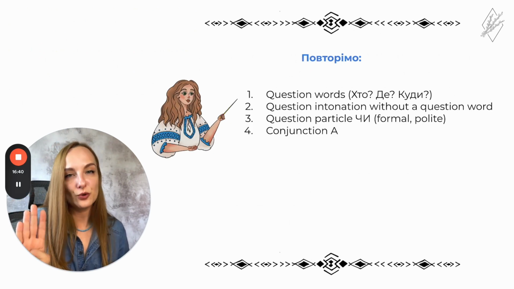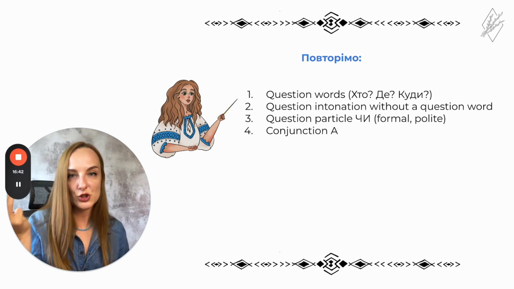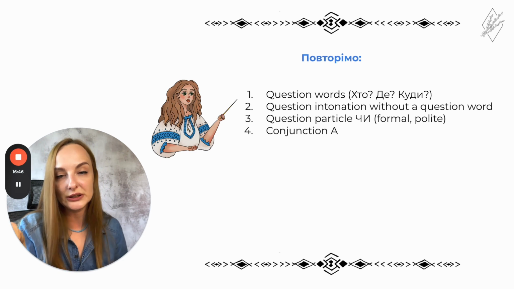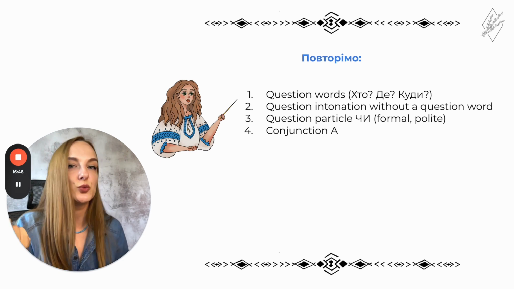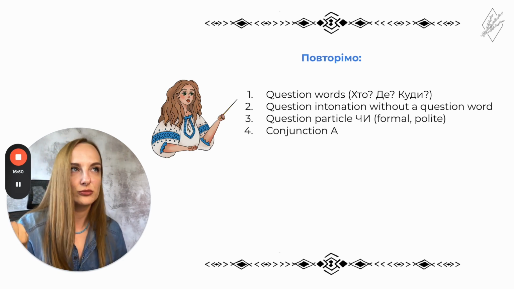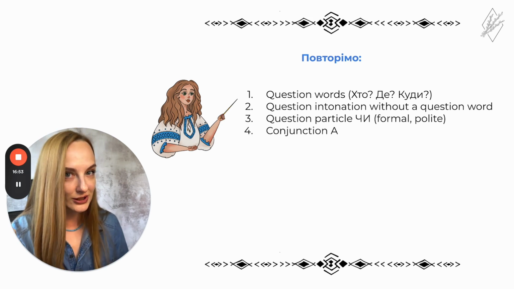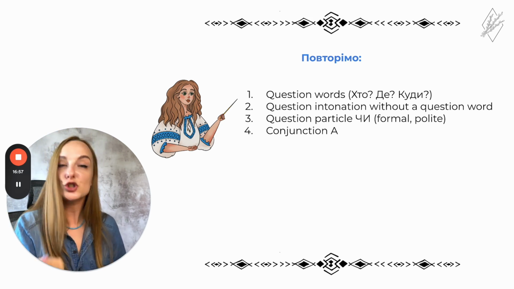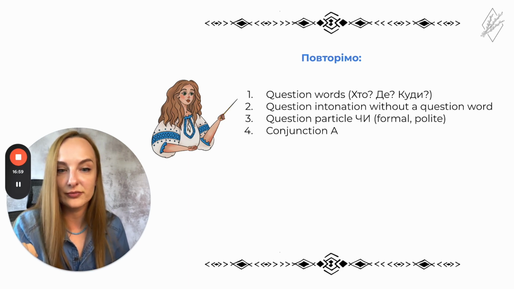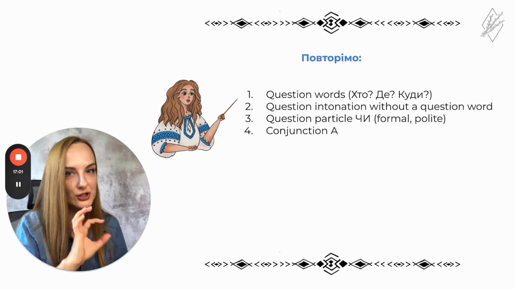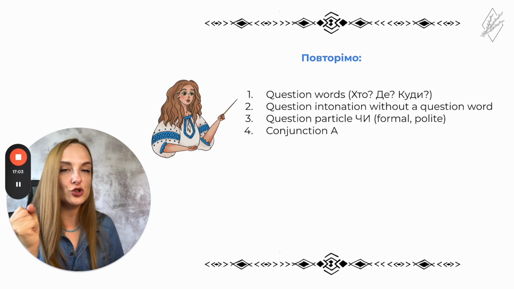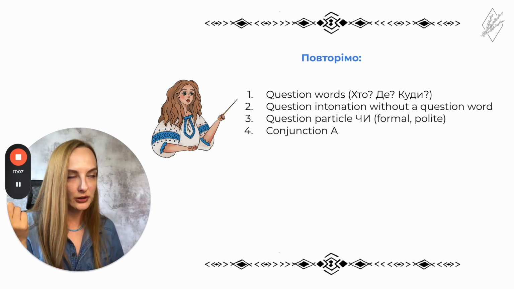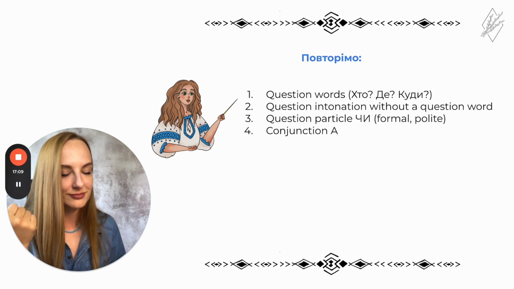Отже, let's repeat. Normally we use four types of questions. Questions with question words – хто, де, куди, скільки, коли. Question intonation without a question word. У тебе є машина, for example. Question particle чи. Чи є у тебе машина? It's very formal and polite. Or conjunction а, when we want to break the silence or to change the topic. А у тебе є машина?